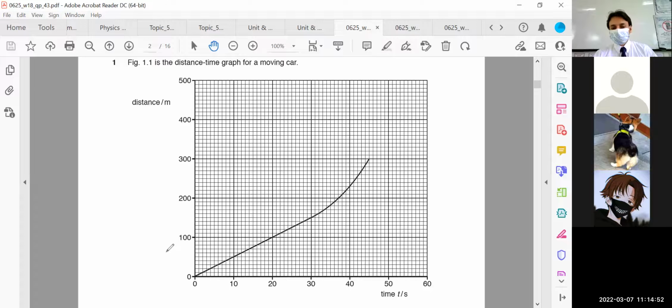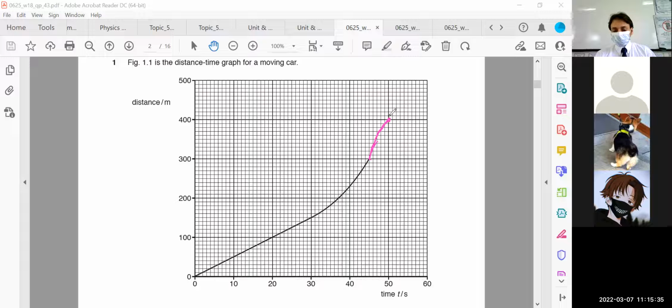Downward slope means the speed of the object is slowing down. Can I draw a curve here like this? Yes, sir. The gradient is decreasing now. You can't draw a curve like this, it is showing an increase in gradient. But as the speed is decreasing, the gradient should be decreasing. And then after this, it remains stationary.